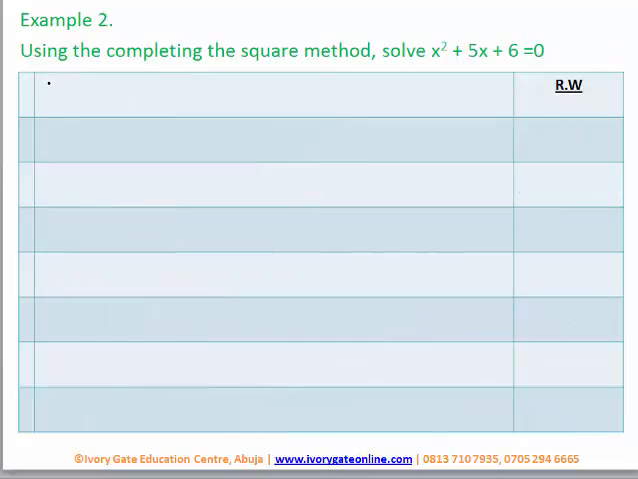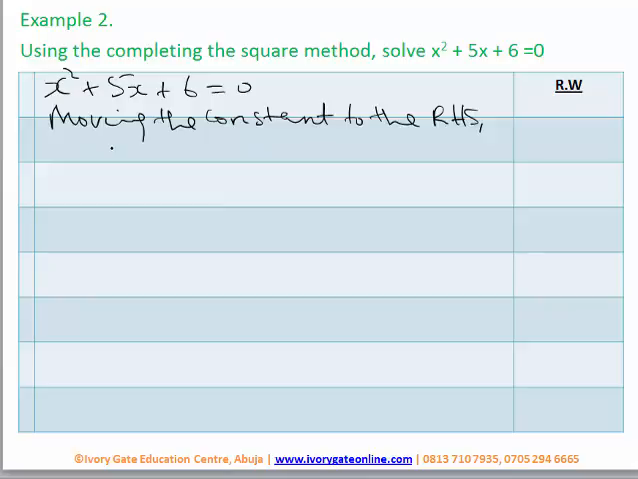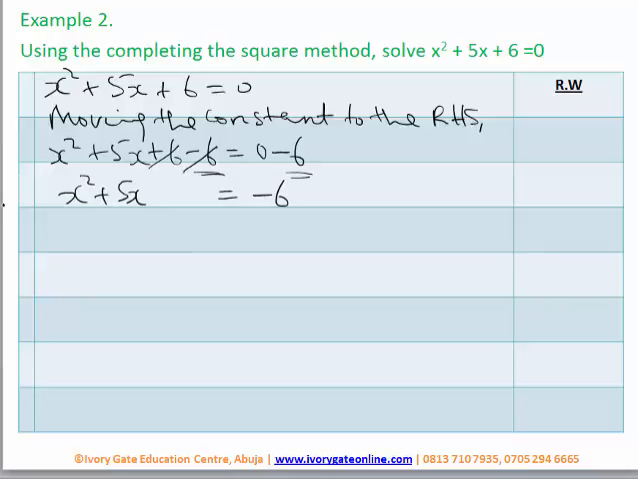Example 2. So given x squared plus 5x plus 6 is equal to 0, the first thing to do is to transfer the constant to the right hand side of the equation. So we have x squared plus 5x plus 6. What do we do to the constant to remove it from the left hand side? We subtract. Minus 6 is equal to 0 minus 6, because whatever you do to the left hand side, you equally do to the right hand side. Okay, then this gives us x squared plus 5x plus 6 minus 6 will cancel out to become 0 is equal to minus 6.